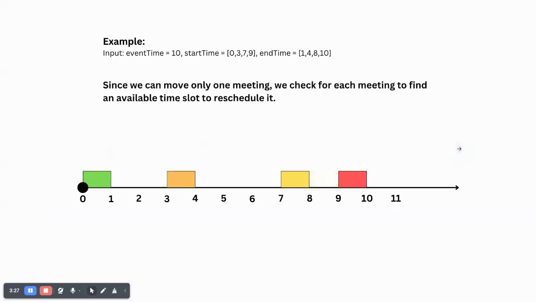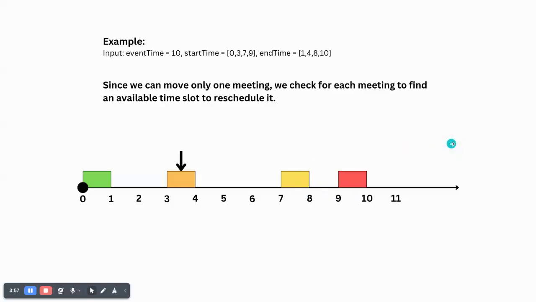One thing that we need to note is that we can only move one meeting. That's very important, because since we can move only one meeting, we check for each meeting to find an available time slot to reschedule it. The first meeting starts at 0 and ends at 1. So we can place it in these free spaces because it is possible.